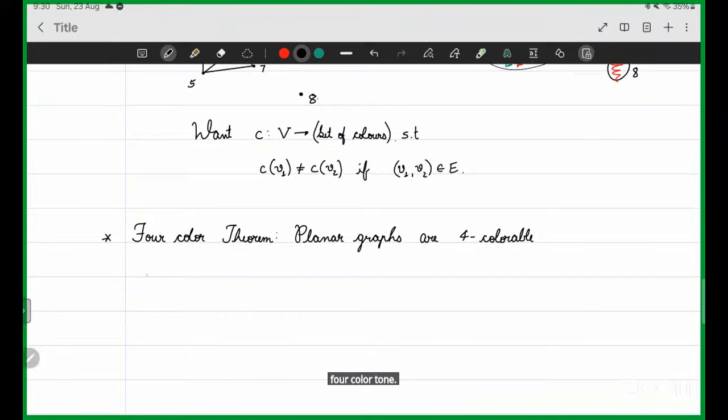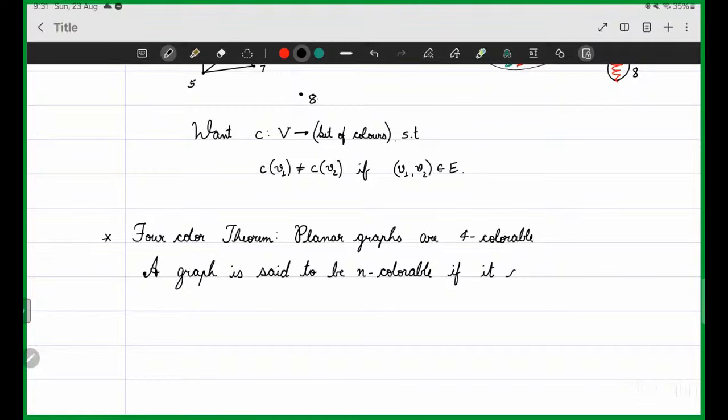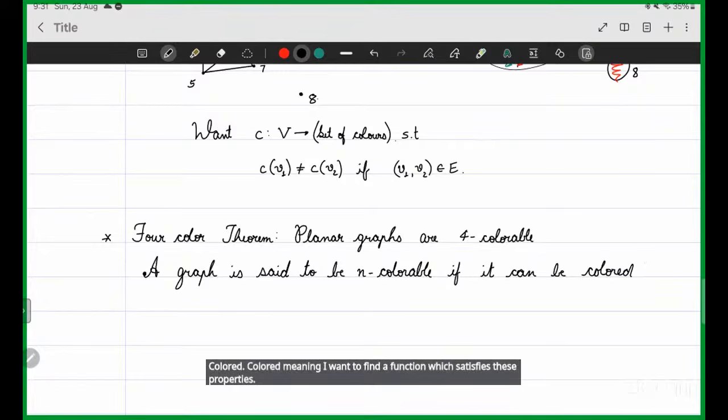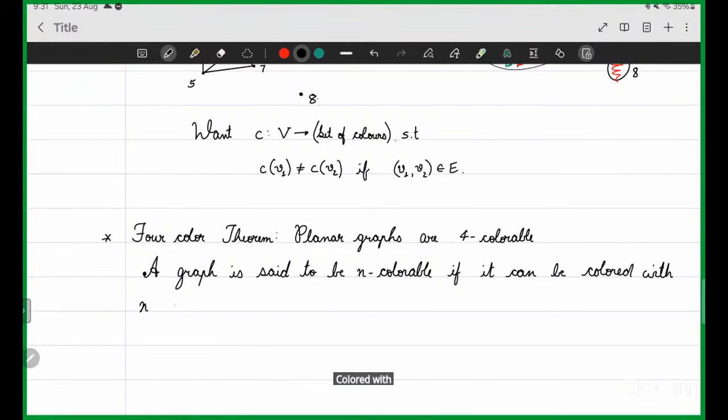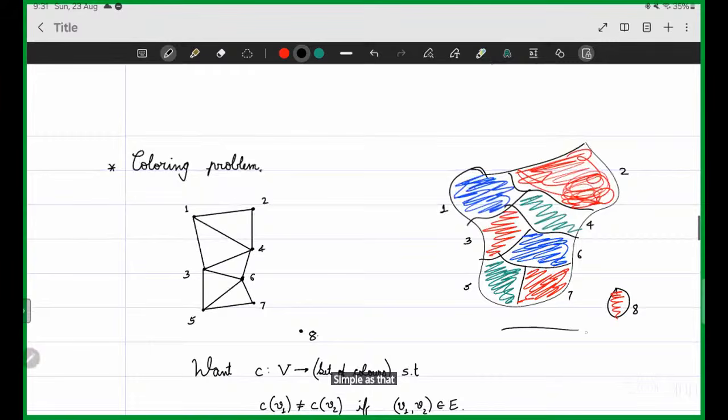A graph is said to be n-colorable if it can be colored. Colored meaning I want to find a function which satisfies these properties. Colored with n colors. That is as simple as that. And take for example this graph.